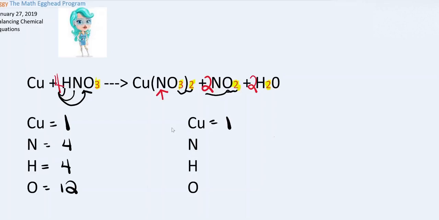Copper, I have 1, nitrogen, I have 2 here and 2 here, so I have 4. Hydrogen, I have 4. And oxygen, I have here 6 plus 4 plus 2, which is 12.